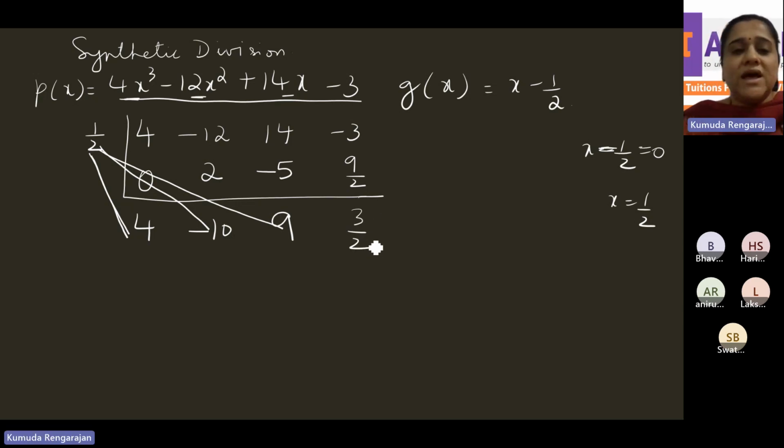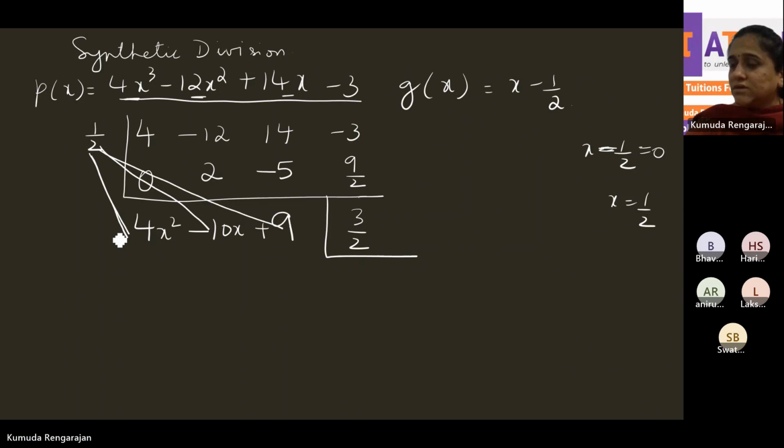I'll do it again, Hari Pranav. It's okay if you understood slightly, but not completely. I'll do it again for you. So this is the remainder. The last number is the remainder. Now the quotient is, this is the constant, plus this is the x term, and this is the x square term. So the quotient is 4x square minus 10x plus 9. And the remainder is 3 by 2. The quotient is read from behind. This is the constant, then x, and then the x square. Supposing the variable is y, then it will be constant, y and y square.